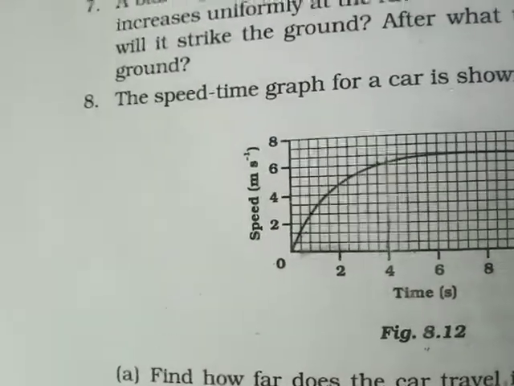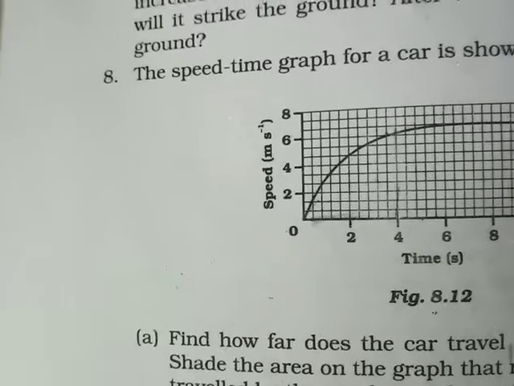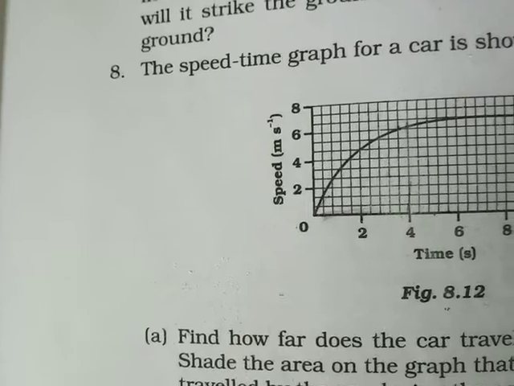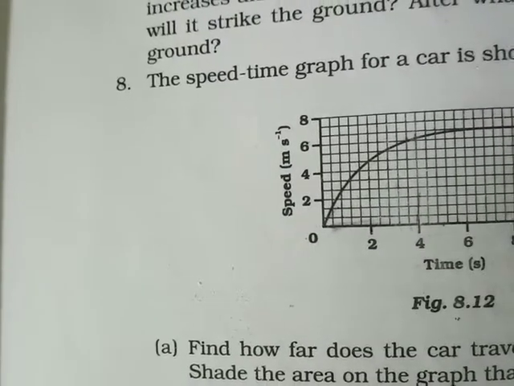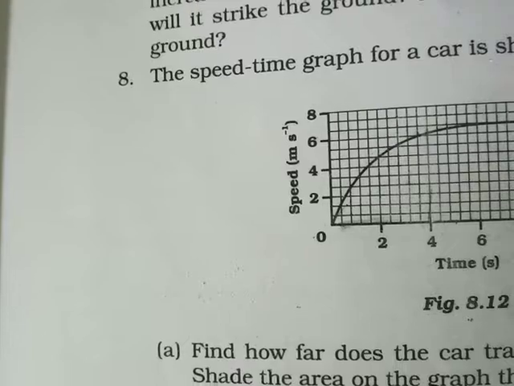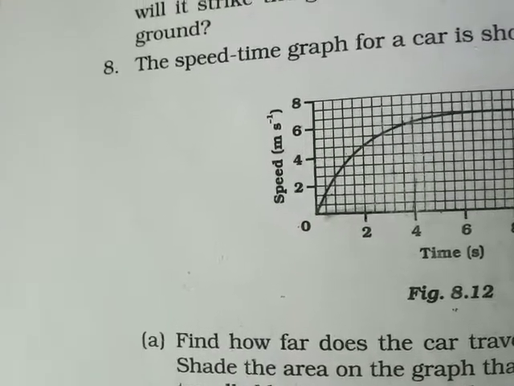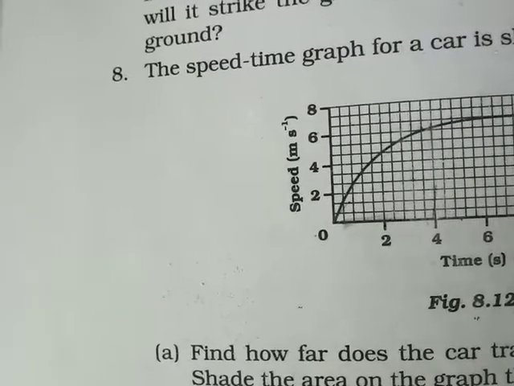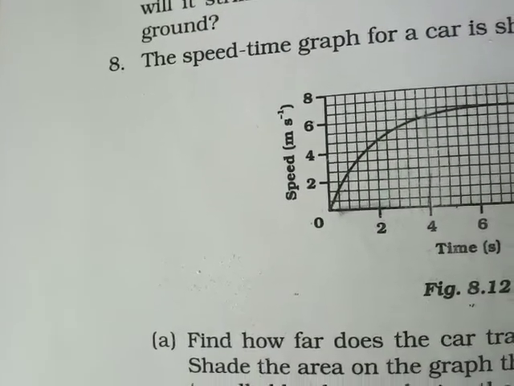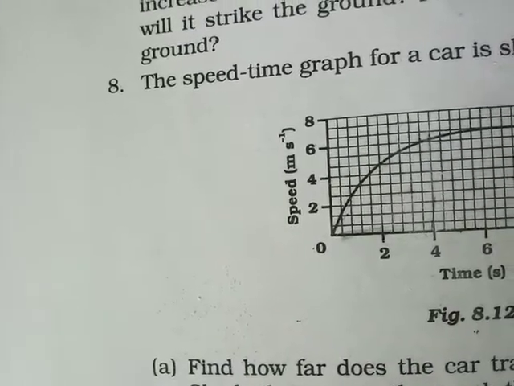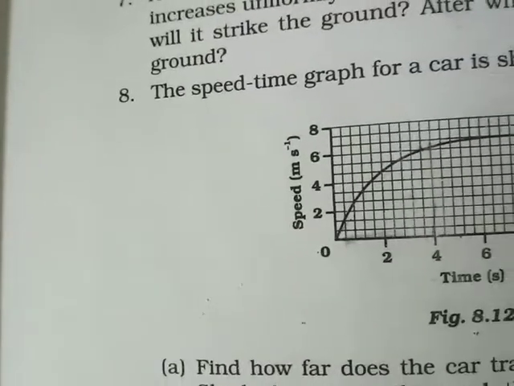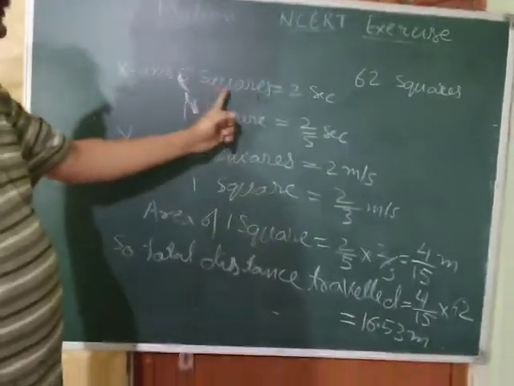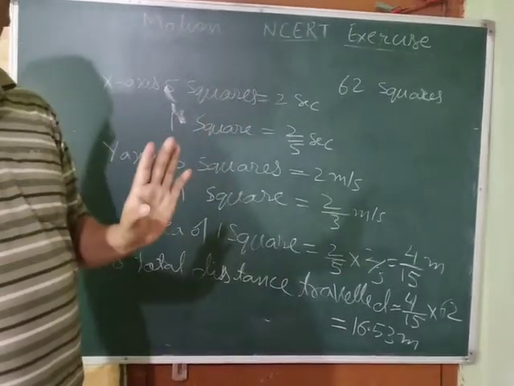So you can see along the x-axis how many boxes are there from 0 to 2. 1, 2, 3, 4, 5. 5 boxes are there. So 5 squares is equal to 2 seconds along the x-axis. And along the y-axis, how many squares are there? 1, 2, 3. 3 squares is equal to 2 meter per second. So let's find the area of 1 square first. Along the x-axis 5 squares is equal to 2 seconds, that's what we have seen in the graph.